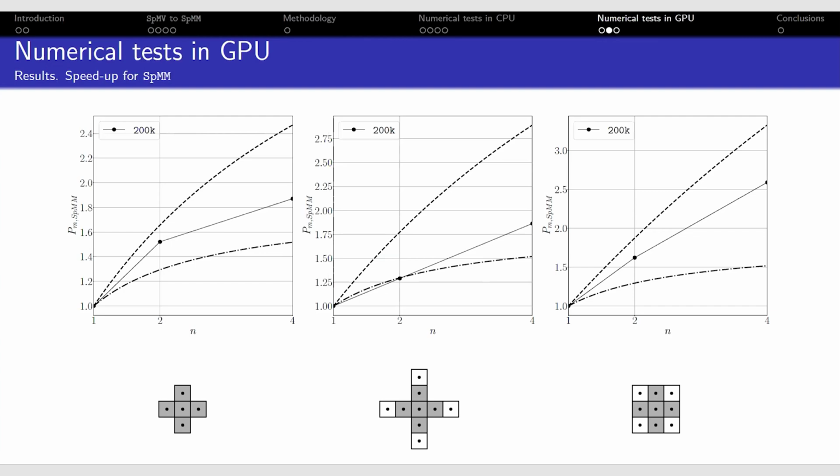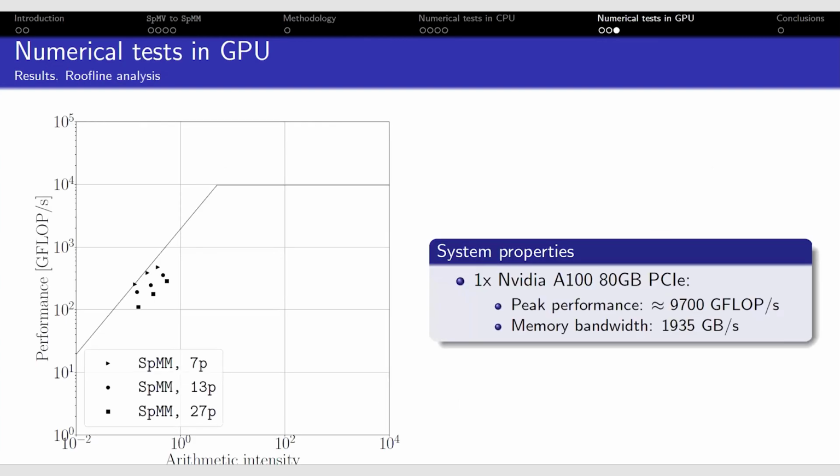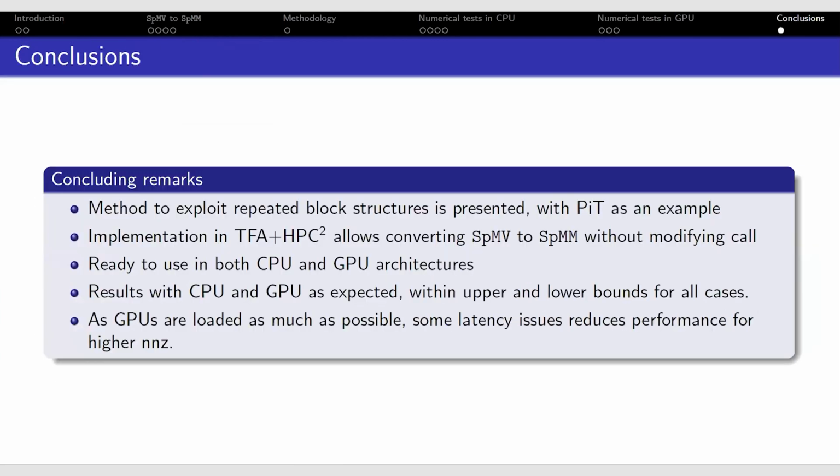So the results generate this Roofline analysis here, in which we see the same trend as before, even though the results are not that close to the memory bandwidth limit, except for the 7p. What we obtain here is clearly the same trend. We improve the arithmetic intensity of our code, and by improving the arithmetic intensity, what we generate is bigger performance. So that's what we can see here. Eventually we move to the conclusions.